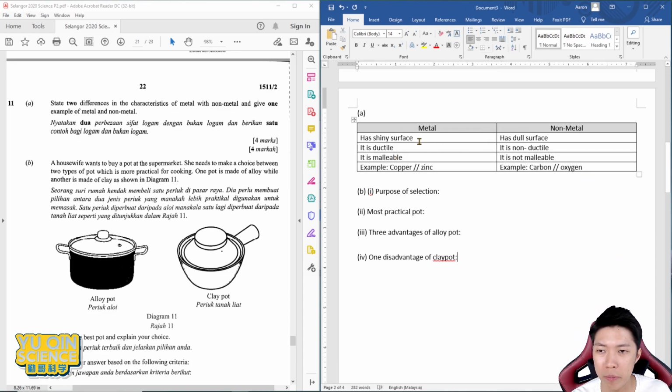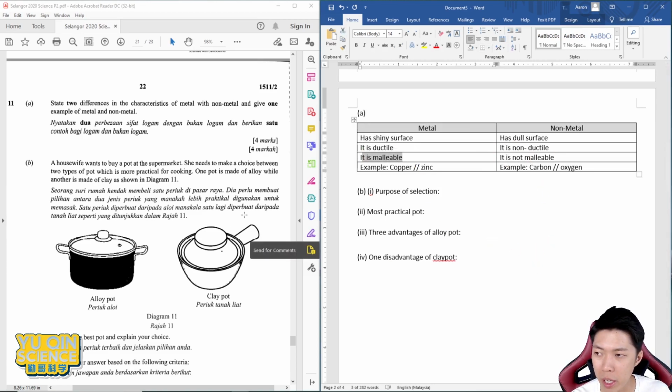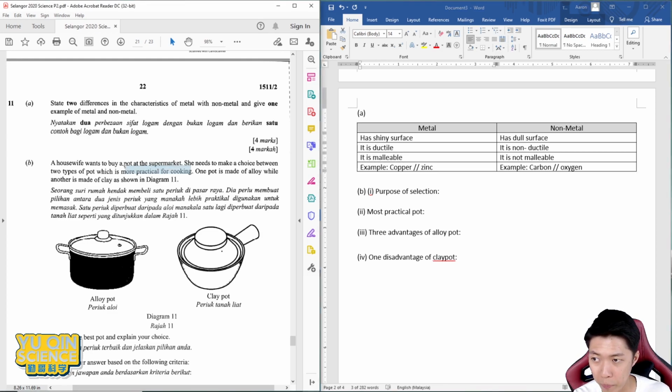But you don't write like yes, no, good, bad. You also write proper words, okay? Like, a housewife wants to buy a pot at the supermarket. She needs to make a choice between two types of pot which are practical for cooking. Both are for cooking, but she wants the more practical one. One is alloy, one is clay.